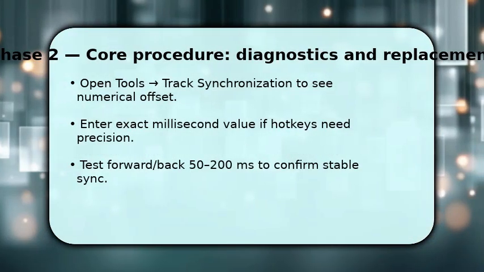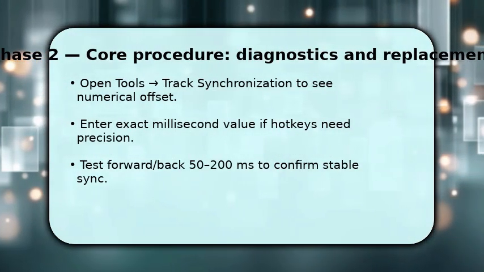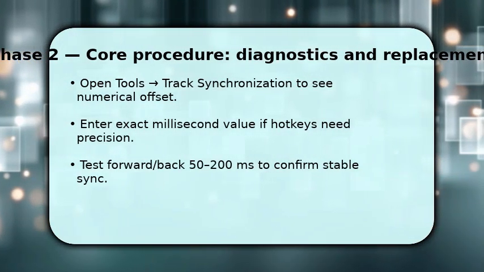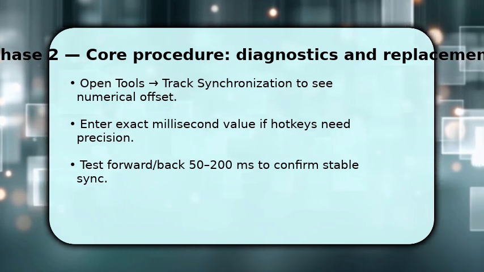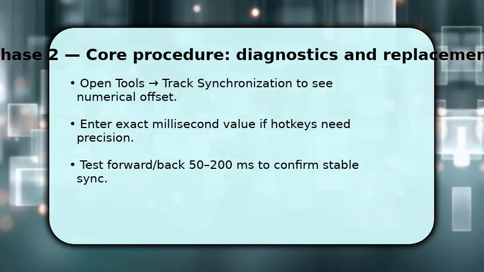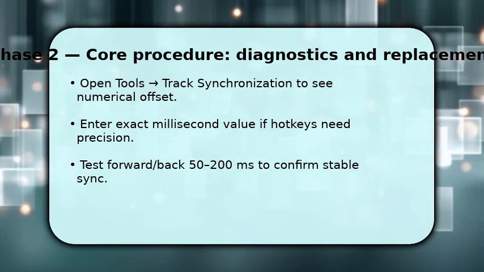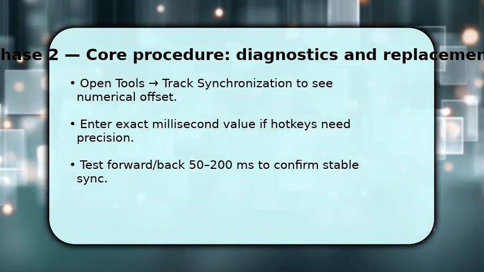Once you have an approximate offset, open Tools, then track synchronization to refine it numerically. You can type the millisecond value shown after using J/K, which is faster than repeated keystrokes and gives precise control.